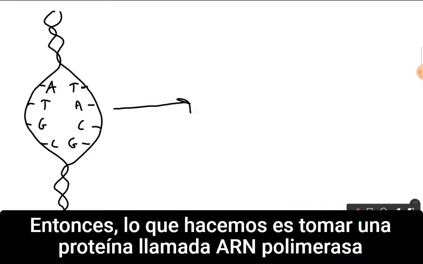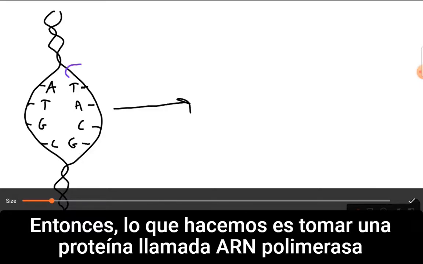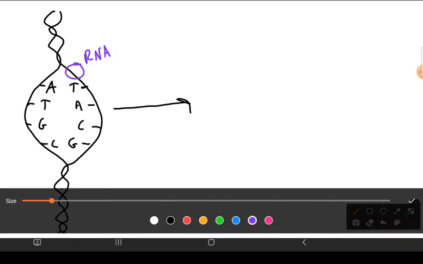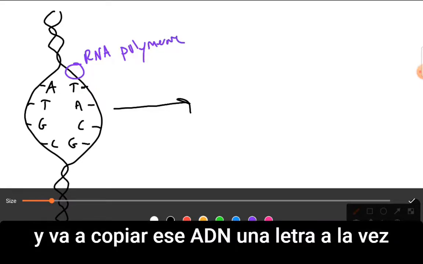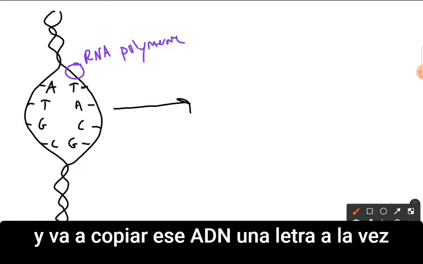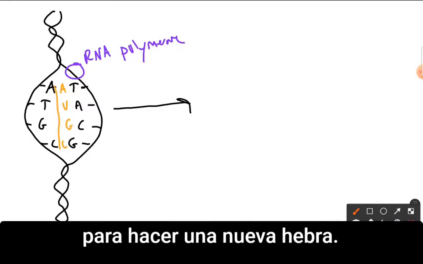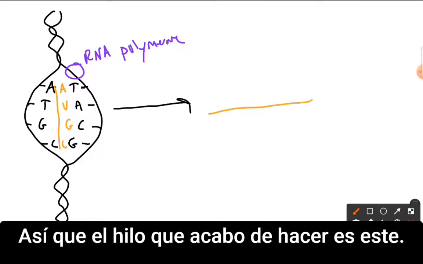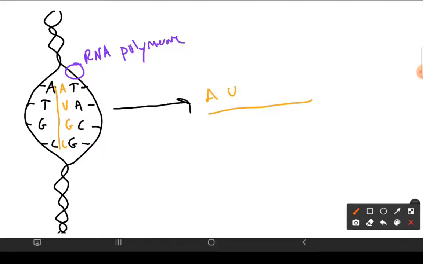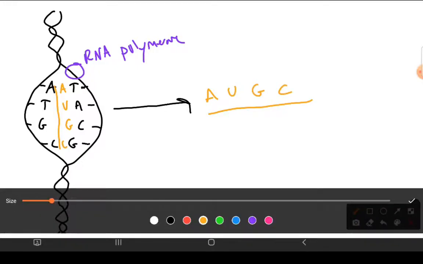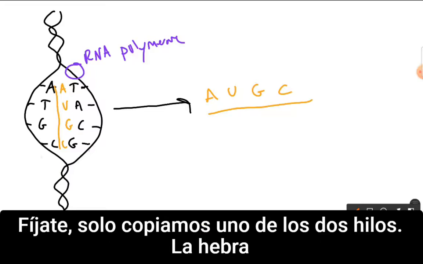So what we do is we take a protein called RNA polymerase, and it is going to copy that DNA one letter at a time, to make a new strand. So the strand I just made there is this. Notice we only copied one of the two strands.